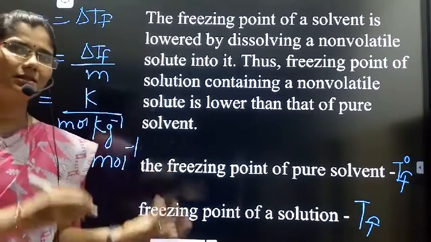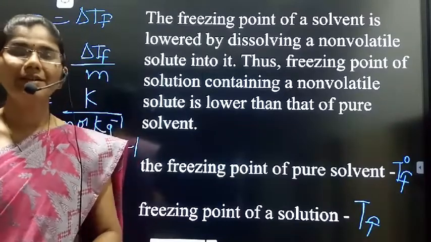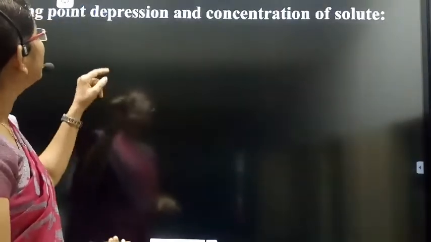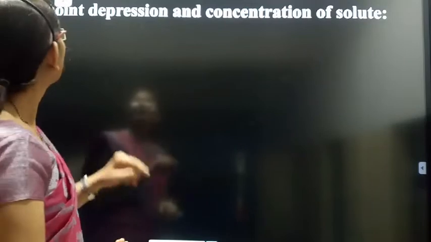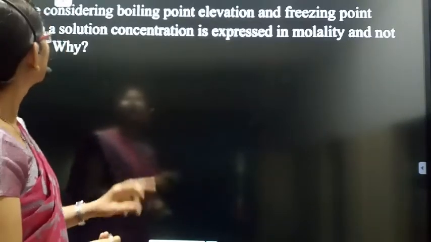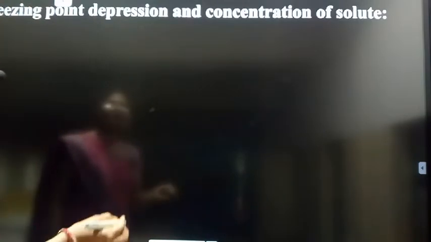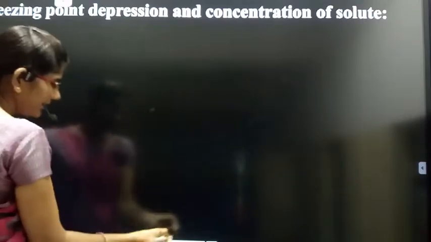So just like the elevation in boiling point, from the depression in freezing point also we can calculate the molar mass of the solute. And therefore here we have started with the delta.